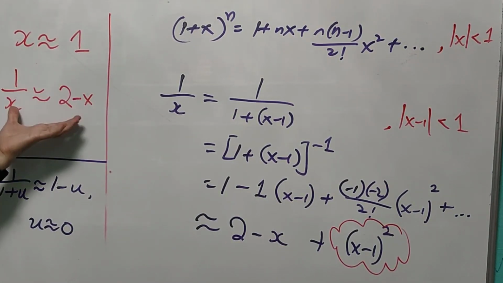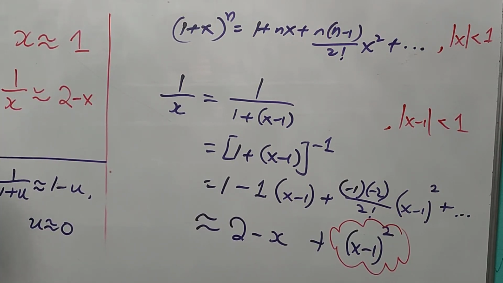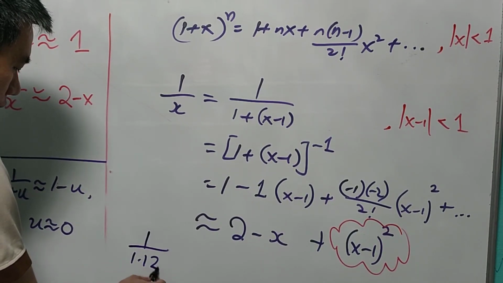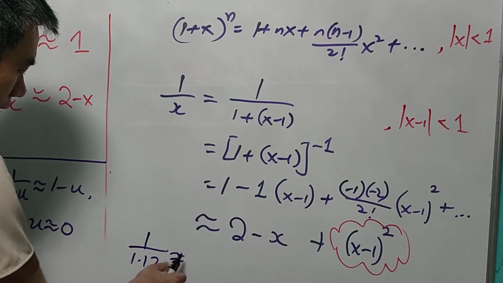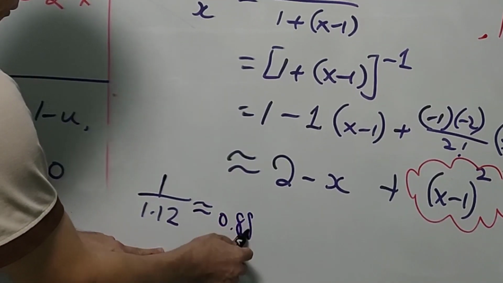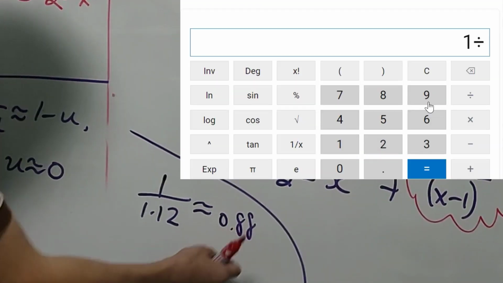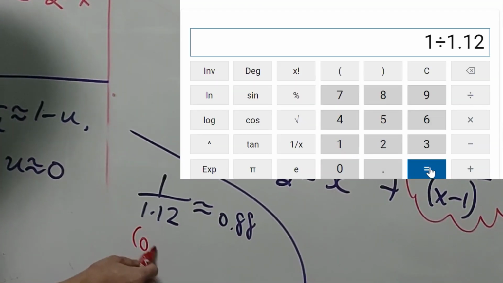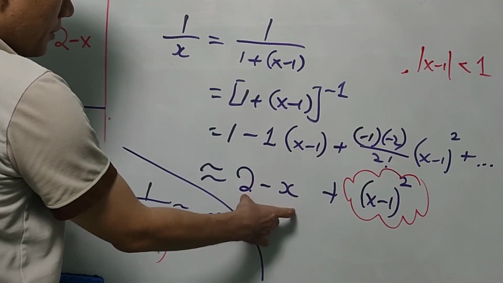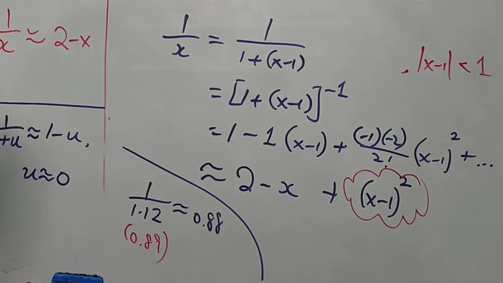However, this may not be that accurate if x is not very close to 1. For example, use 1 over 1.12. Using this formula, it is 0.88. But the actual value, up to 2 decimal places, is 0.89. We also know that the approximate value 2 minus x is always slightly less than the actual value.